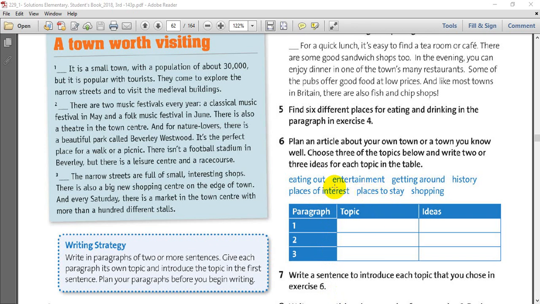Also, maybe another example, you have entertainment. Entertainment: my town is well known for its theaters and famous concert hall, maybe, and so on. This is your homework for the next lesson. We have these topics, just to fill this table. You have here the topic and you write the ideas.